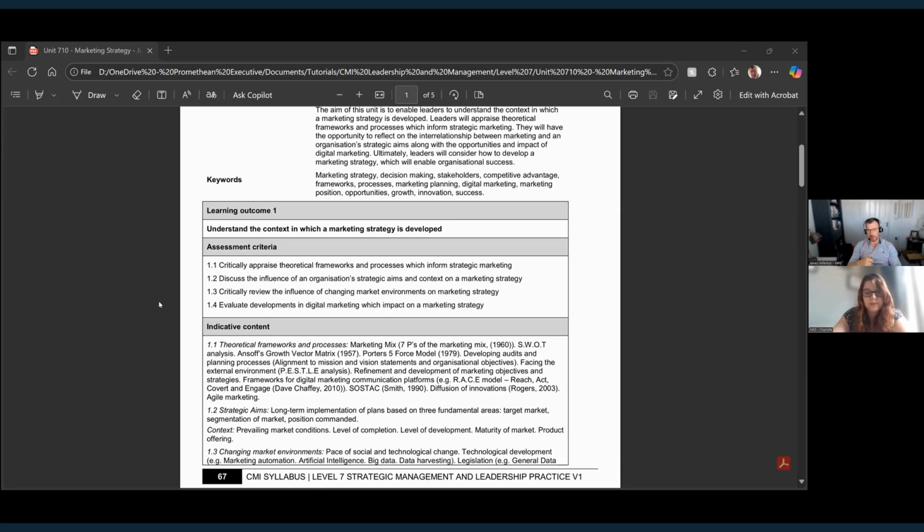In 1.3, we're moving on to critically review the influence of changing market environments on marketing strategy. So again, definitions-wise, you don't really have anything to think about here, I don't think. Critically review now is our command verb. So again, we're looking at critical thinking, but here review.